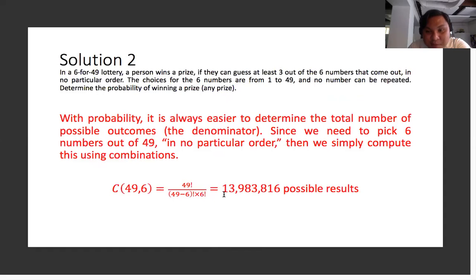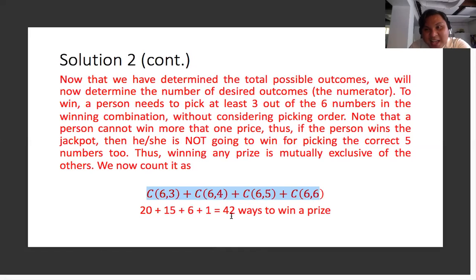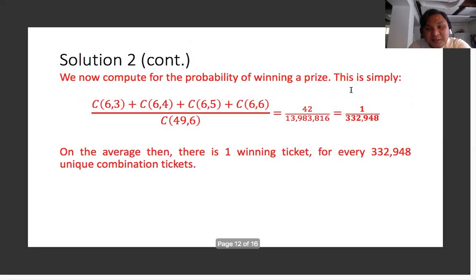I mean, there are 13,983,816 possible results. And out of those possible results, only 42 actually guarantee a winning ticket. Right? At least the smallest possible prize. Right? Thus, the probability is 1 out of 332,948. Thus, on average, out of 332,948 combinations, one of them would be a winning ticket.